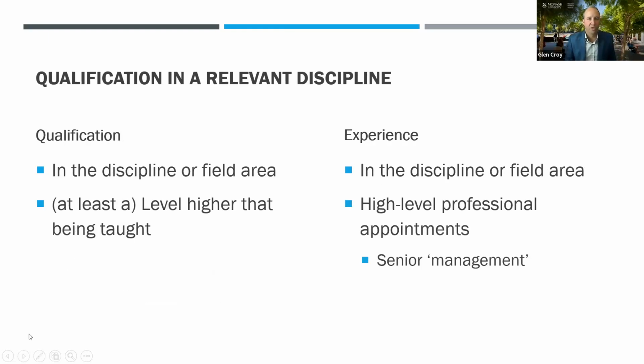And then finally, a qualification in a relevant discipline. Again, this can be demonstrated by qualification or experience. It needs to be in the discipline or field, and it has to be a level higher than that being taught. Or if going down the experience or the equivalence path, then again, it has to be a high-level professional appointment. And again, senior managerial roles are generally what's going to be expected, and appreciating that it has to be in the discipline or field, and it has to be contemporary to demonstrate the equivalence within this space.